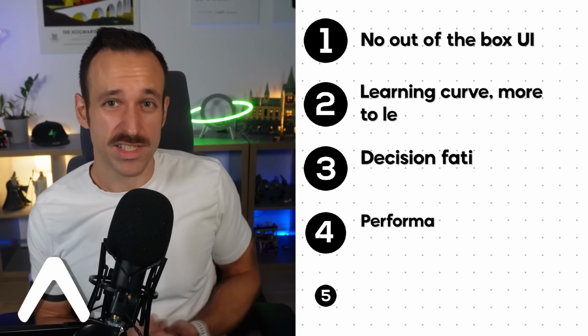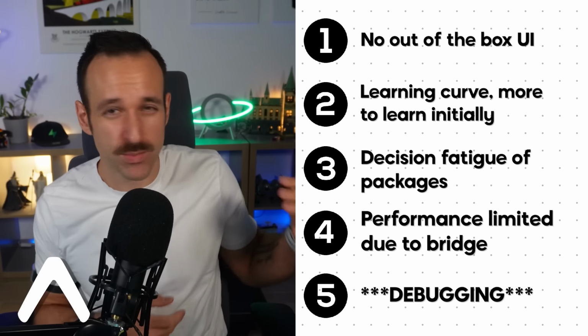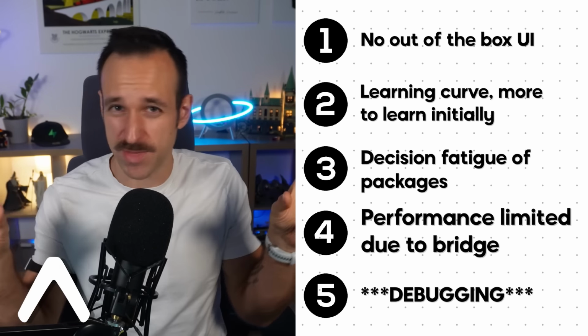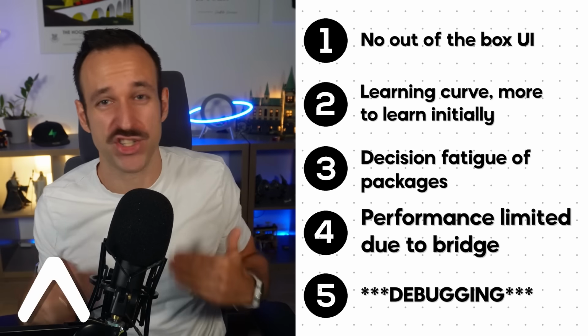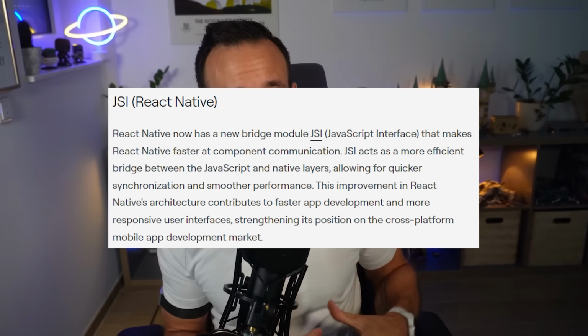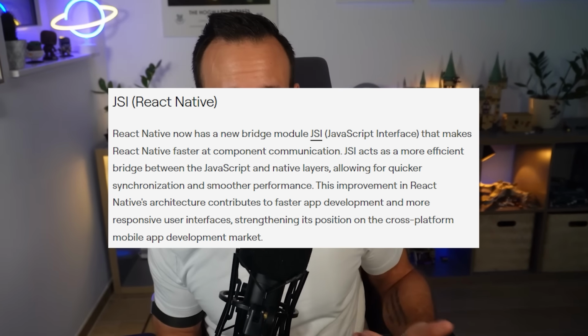Then in the past we also had performance limitations due to the bridge in React Native applications. So communicating between JavaScript and your native code was through a bridge, and there was always a bottleneck. This is going to get better with the new architecture coming soon to React Native and JSI. But still, there might be some limitations, and especially for all the applications, these limitations will still exist.